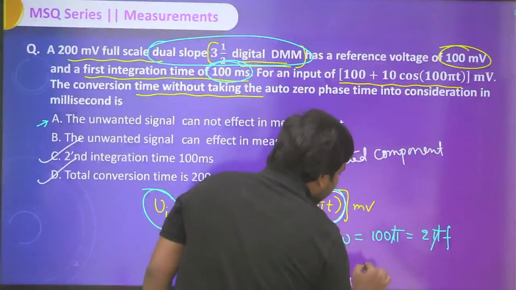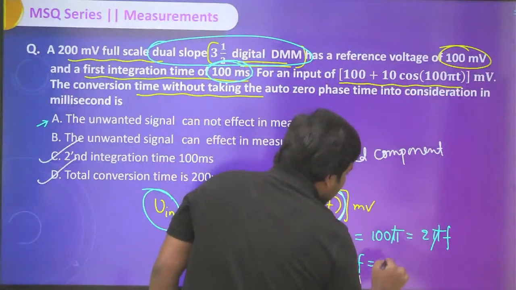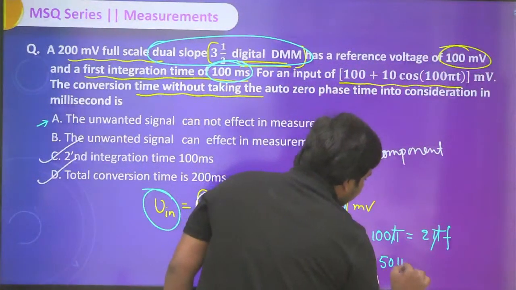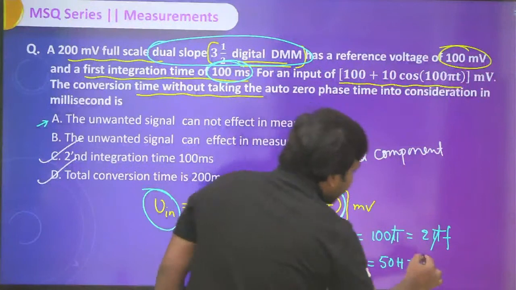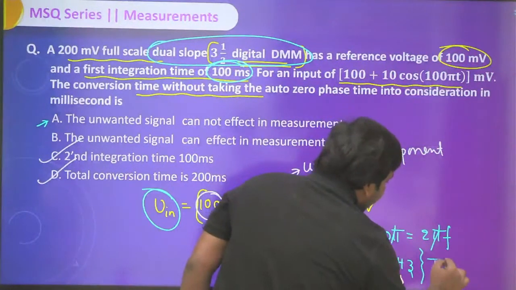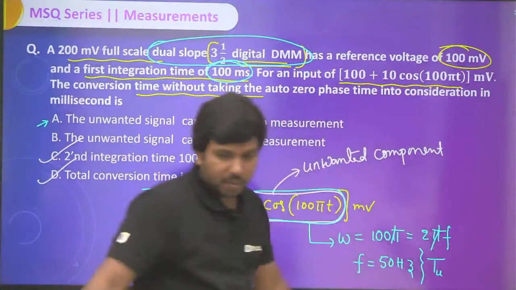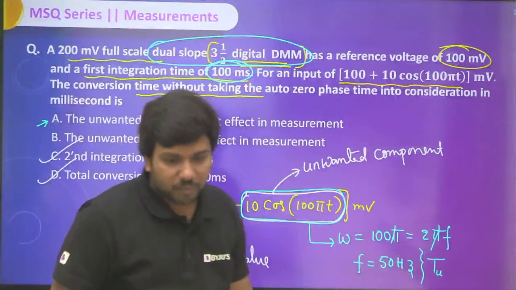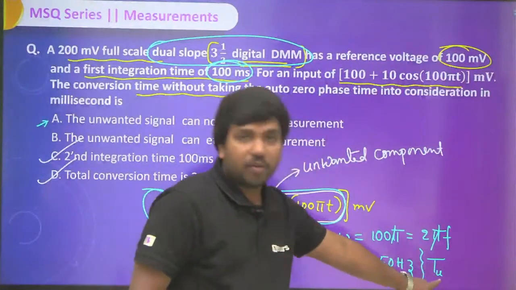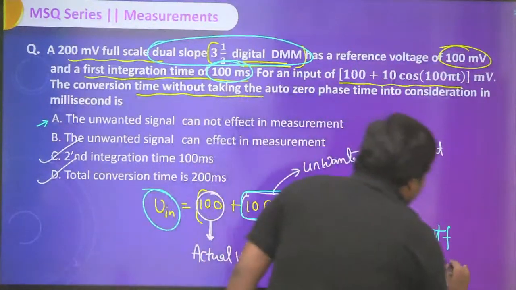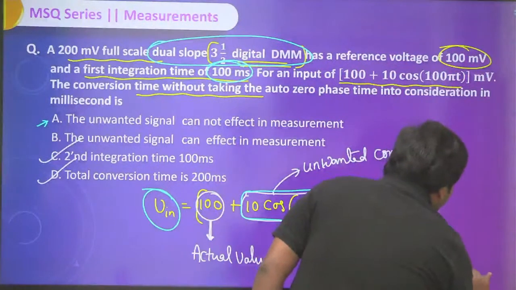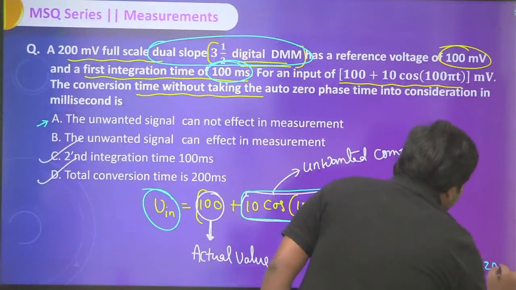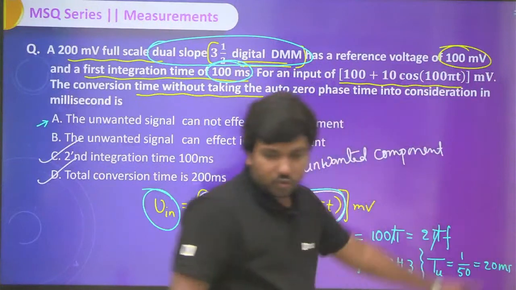Pi will get cancelled. F is equal to 50 hertz. Correct. So from here, I can say the time period of the unwanted signal. Very good, Raghuram. Excellent. Time period of the unwanted signal equals 1 by 50, which is equal to 20 milliseconds. Correct.